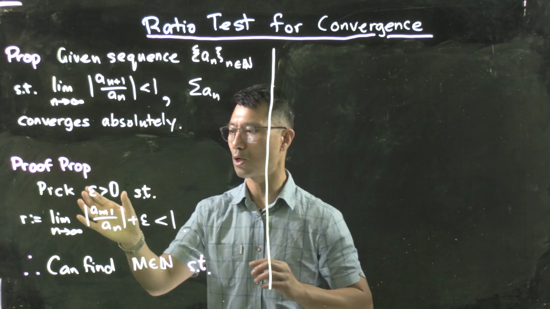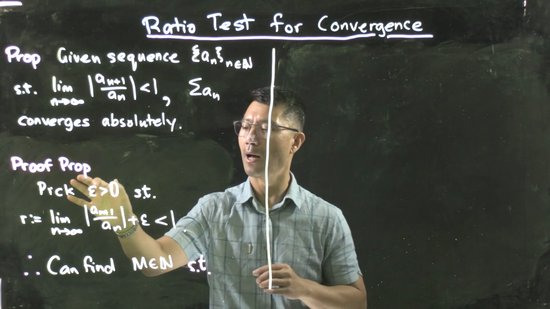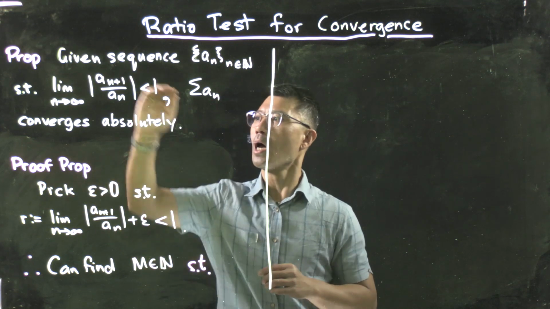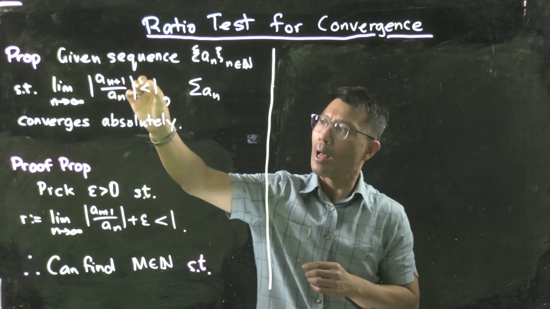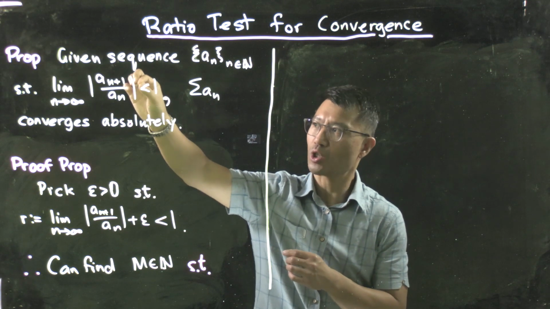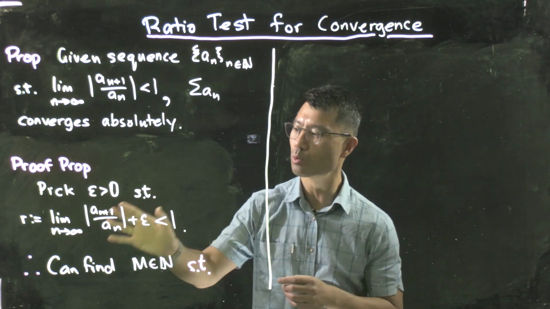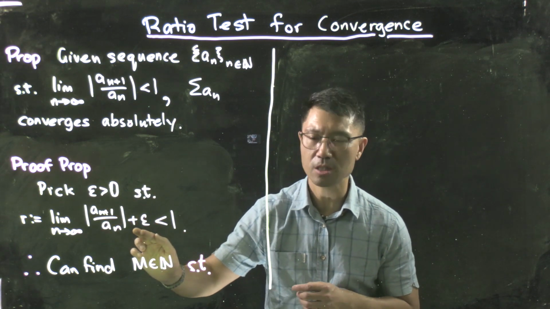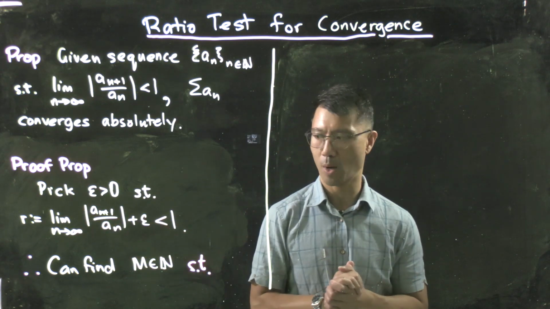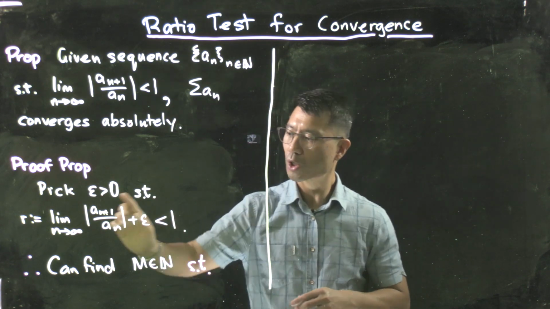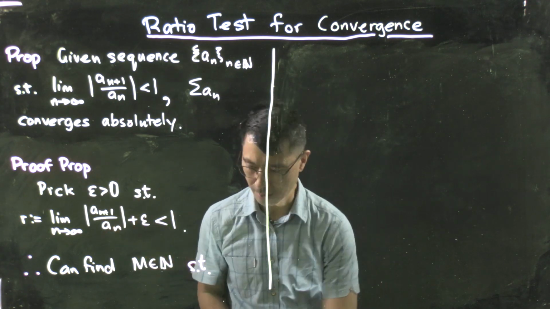So let's have a look here. We're going to pick an epsilon, and what type of epsilon are we going to pick? We're going to pick one with a special property. This limit is less than 1. So even if we add a small positive number to it, it will still be less than 1 as long as that small positive number epsilon is small enough. So that's what we'll do. We'll take this limit and pick an epsilon small enough such that even when you add epsilon to this limit, it'll still be less than 1. And we're going to go far enough out so that this ratio is within epsilon of the limit. So what does that mean?